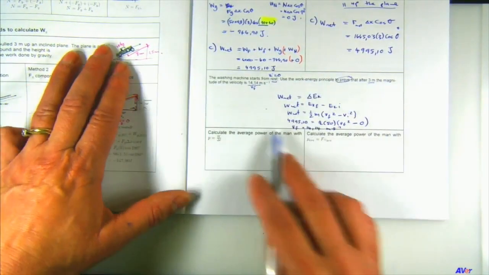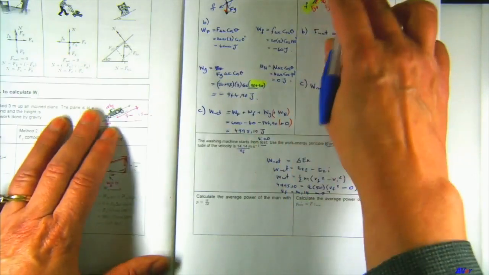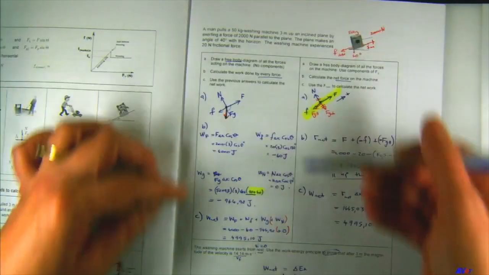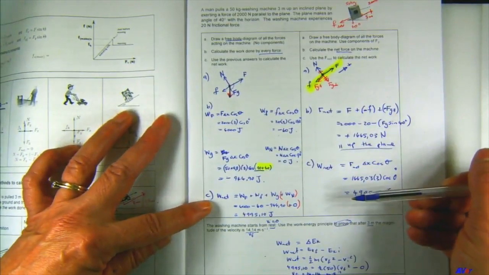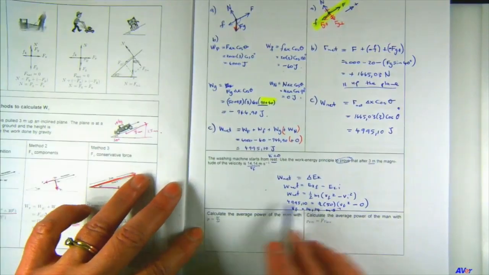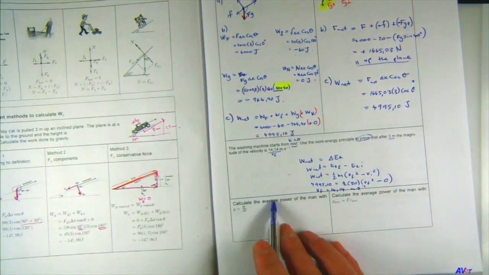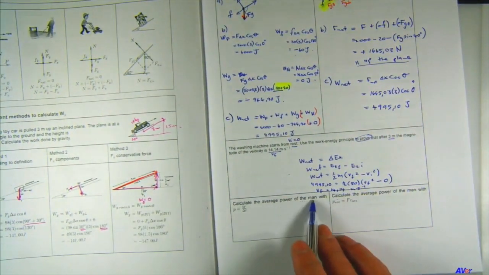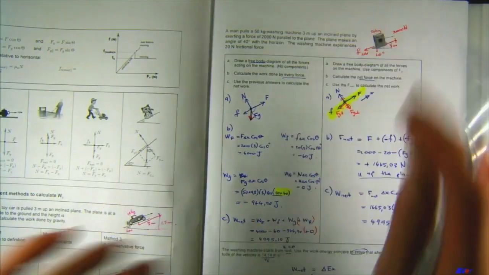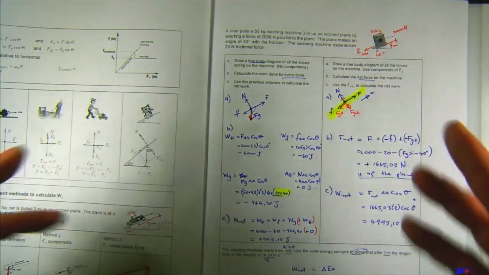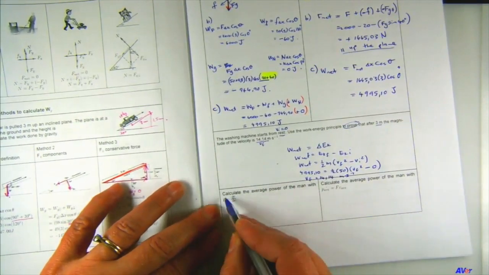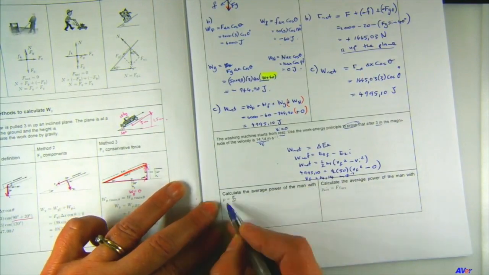Right, so on this page we've started out with all the forces working on my washing machine. I've worked out the work done, the net work. I've worked out how fast it is traveling at the top. And now I want you to calculate the average power that the man is doing. The man is pulling up. How many joules per second? What is the power he's exerting, or dissipating? Now let's look at the first one. Calculate the average power of the man with that.